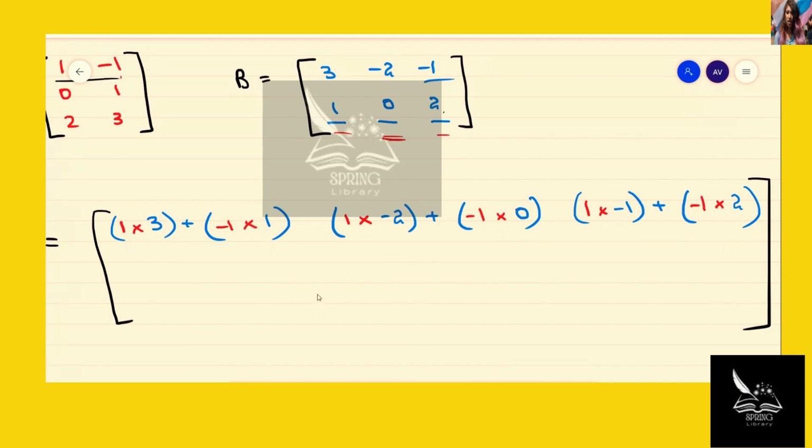Now since we have multiplied and added the first row of A with all three columns of B, we will move on to the next row over here from A, which is having the elements 0 and 1. So we will be just replacing these elements 1 and minus 1 in each of these steps with 0 and 1. So what we would have then is, we will start with this second row, 0 times 3 plus 1 times 1.